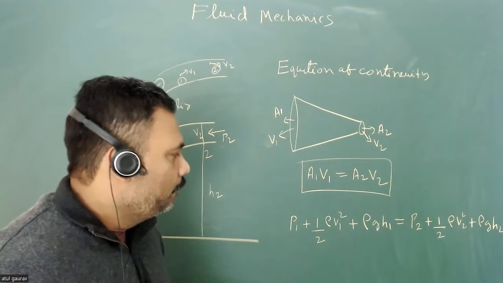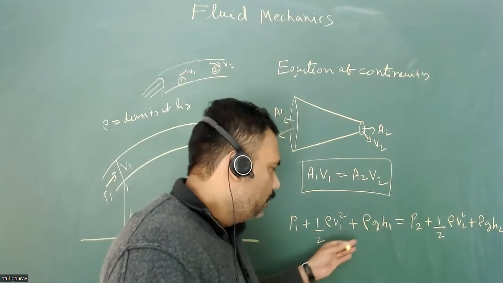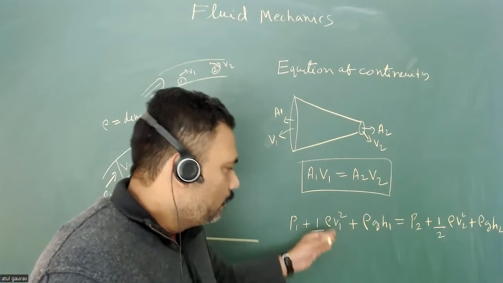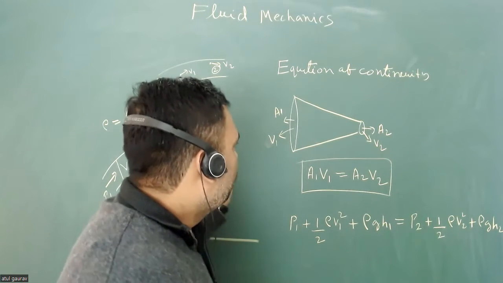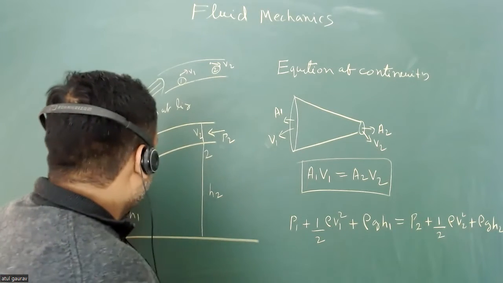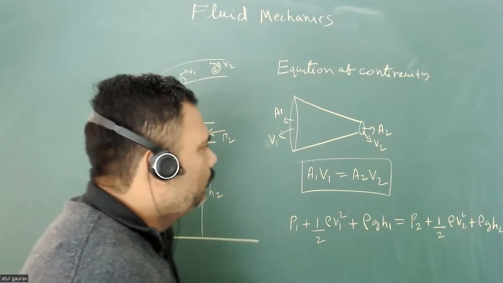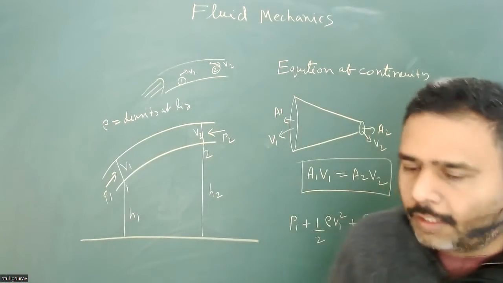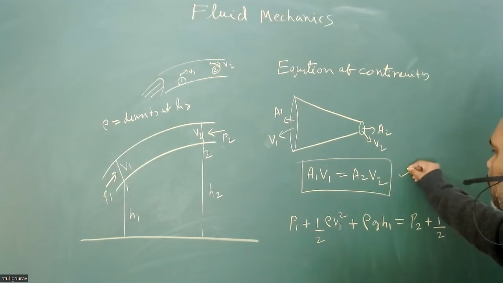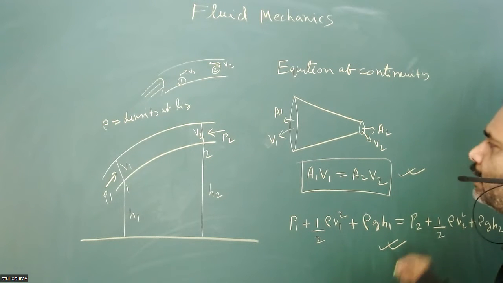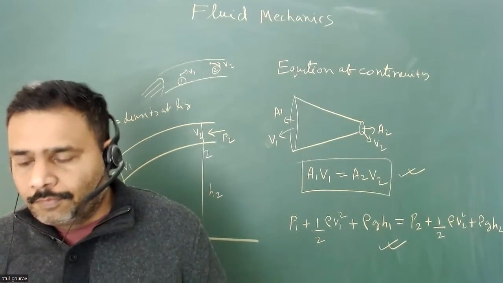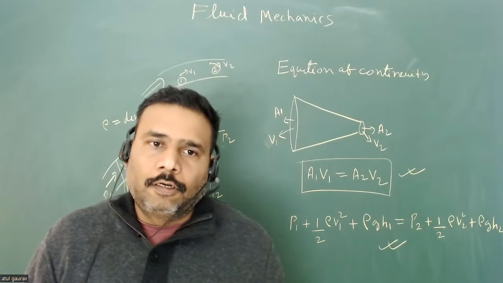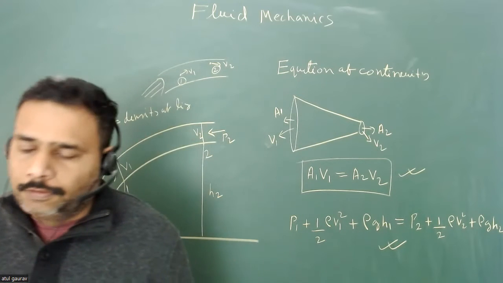This term is nothing but the kinetic energy. This will resemble potential energy. And this is the extra pressure, the extra force we are putting on this side and on this side. Whenever we have to solve a problem, we use this equation and the equation of continuity simultaneously, and we can easily solve different types of problems. So let's try to solve different types of problems.